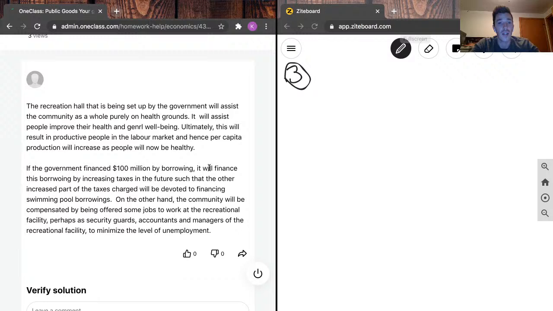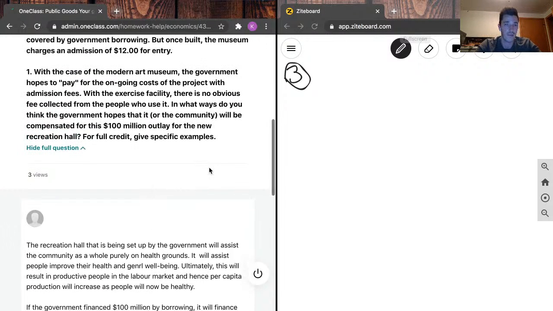Say that the recreation hall that is being set up by the government will assist the community as a whole purely on health grounds. It will assist people in improving their health and general well-being. Ultimately, this will result in productive people in the labor market, and hence per capita production will increase as people will now be healthy. If the government finances the $100 million by borrowing, it will finance this borrowing by increasing taxes in the future, such that the other increased part of the taxes charged will be devoted to financing swimming pool borrowings. On the other hand, the community will be compensated by being offered some jobs to work at the recreational facility, perhaps as security guards, accountants, managers of the rec facility, to minimize the level of unemployment.